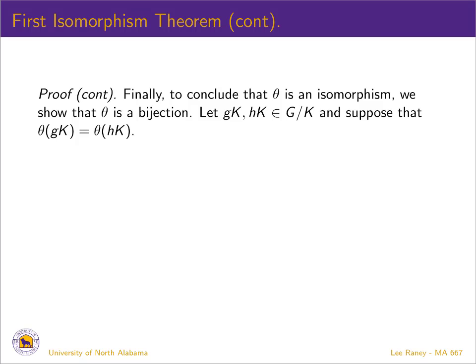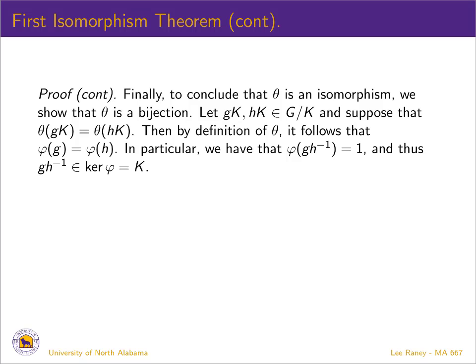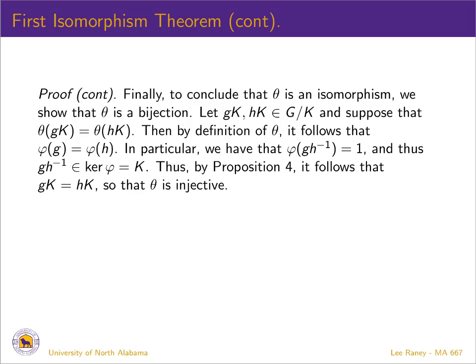All right, so we've established that theta is a well-defined group homomorphism, and so we're trying to conclude that theta is an isomorphism, so the remaining thing is to show that theta is a bijection. Suppose we have two cosets, gK and hK, such that theta of gK is equal to theta of hK. In particular, that means that phi of g is equal to phi of h. And now, phi may not be injective, so this does not imply that g is equal to h, but we're trying to show that those cosets, gK and hK, are equal. But if phi of g is equal to phi of h, using our properties of homomorphisms, we have that phi of gh inverse is equal to 1, and thus gh inverse is in the kernel of phi, which is K.